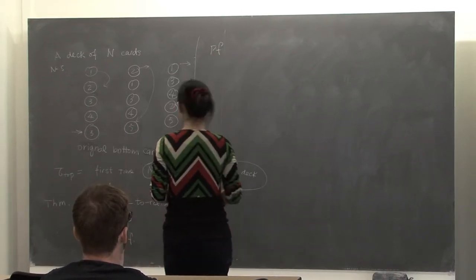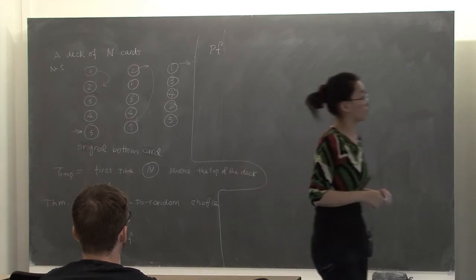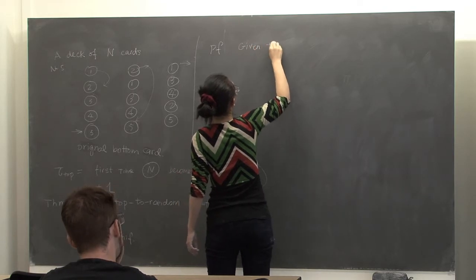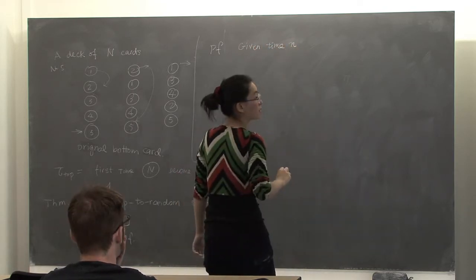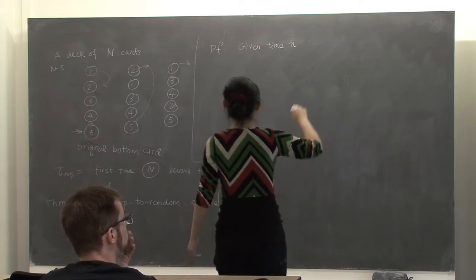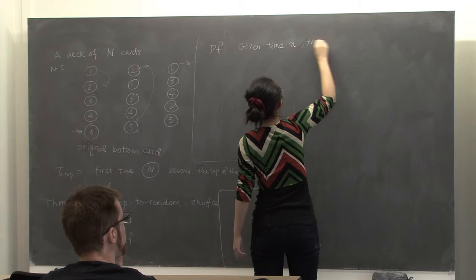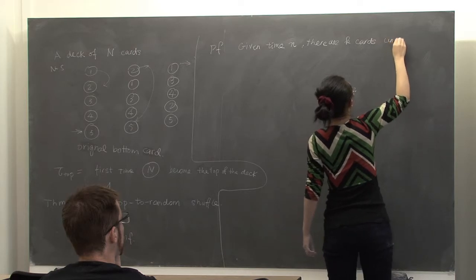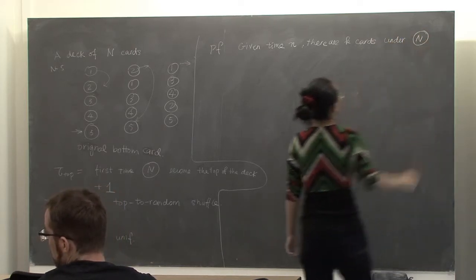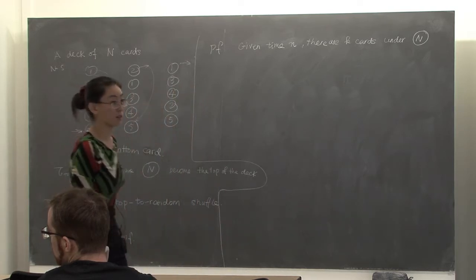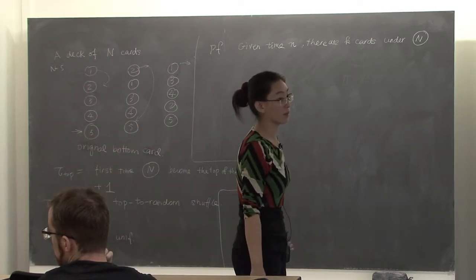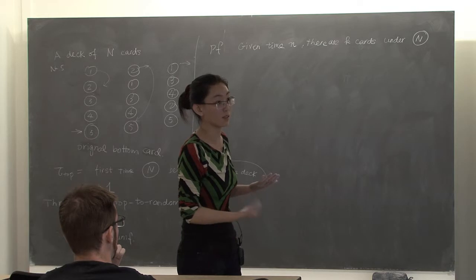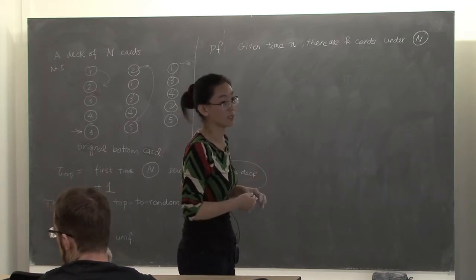So why is this true? In fact, we can prove a stronger statement. The statement says, given a time n, suppose there are k cards under the original bottom card, then these k cards are uniformly random in their ordering among these k! possible arrangements.